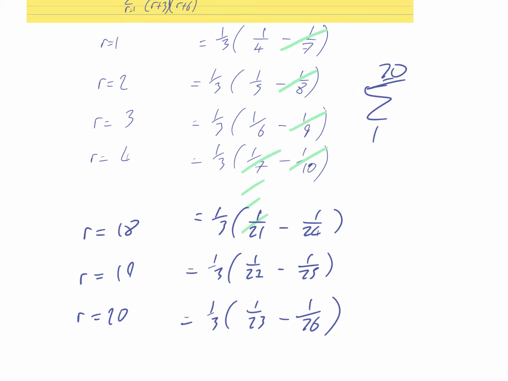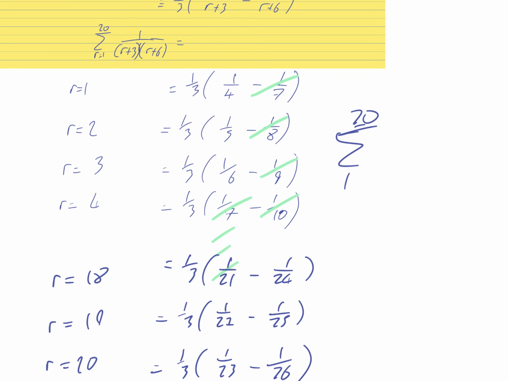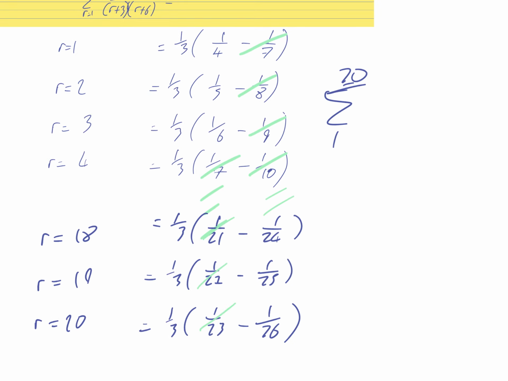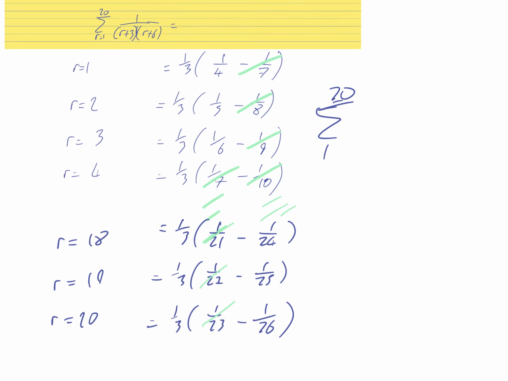Now, remember what the pattern was, how it was cancelling out. It was cancelling out as follows. This one here would cancel with something way up here. This one would cancel with something here. This one would cancel with something here. And you're going to be left with those three terms.